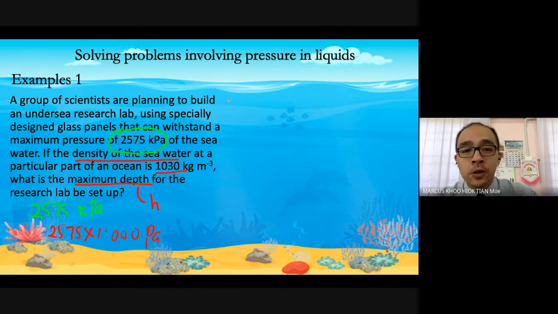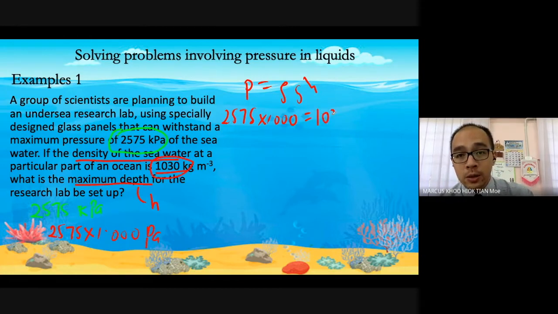So pressure equals rho GH. Since pressure is 2575 times 1000, our rho, which is the density, is 1030. Gravity is 9.81. This is a standard for all of you. And then we find the value of H. Can you calculate H for me, please?